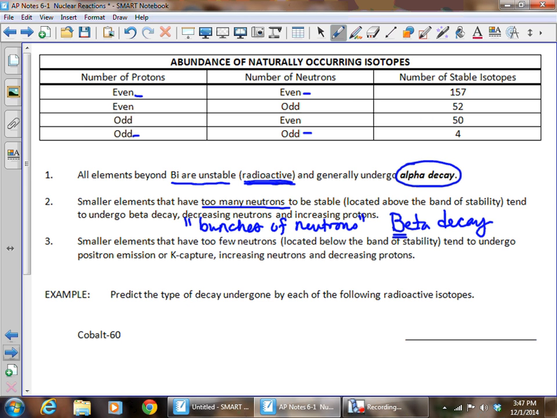AP expects us to look at some of these isotopes and be able to tell, or predict, what kind of decay process they're going to go through. Smaller elements, they have too few neutrons, and I call these puny neutrons.